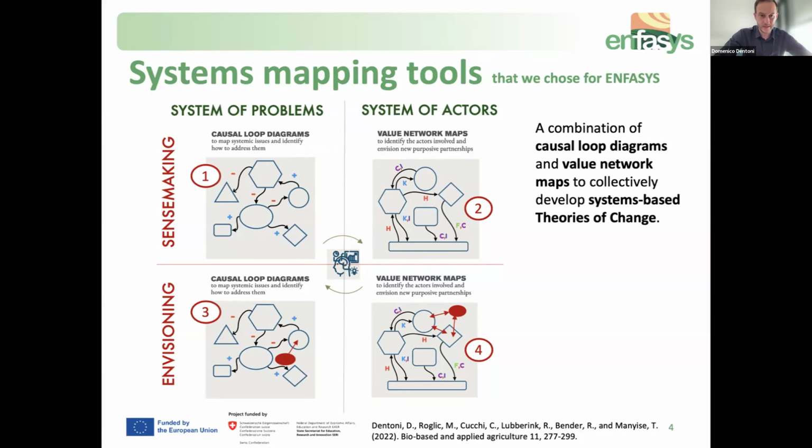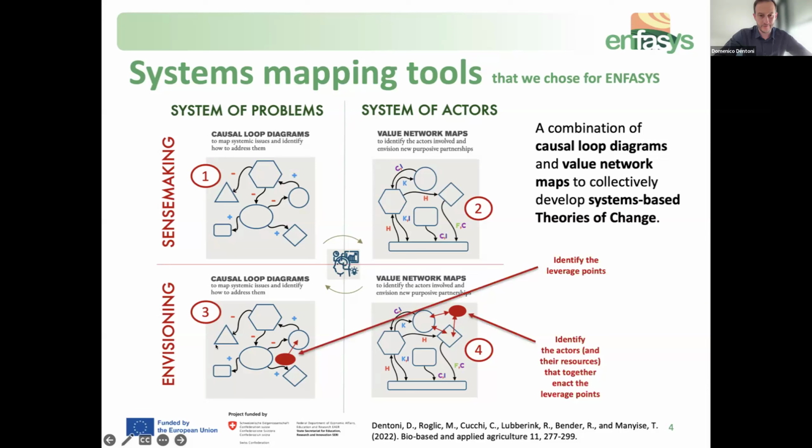What that means in particular is that, based on their own representation of the problems, the stakeholders identified and discussed with each other a set of leverage points. Of course, this took place together with the project teams that helped facilitate and then analyze the data produced through the systems mapping process. Not just identifying the leverage points, but also identifying which actors and which resources associated with these leverage points can actually enact them. So when you look at these shapes coming together, these are the possible coalitions that can actually enact the leverage points.